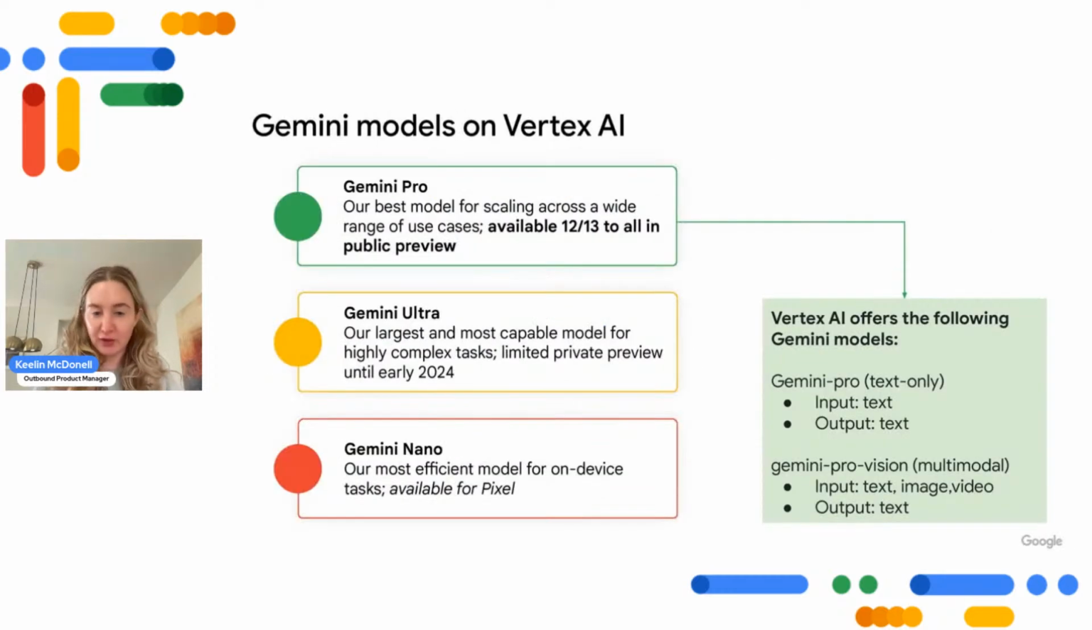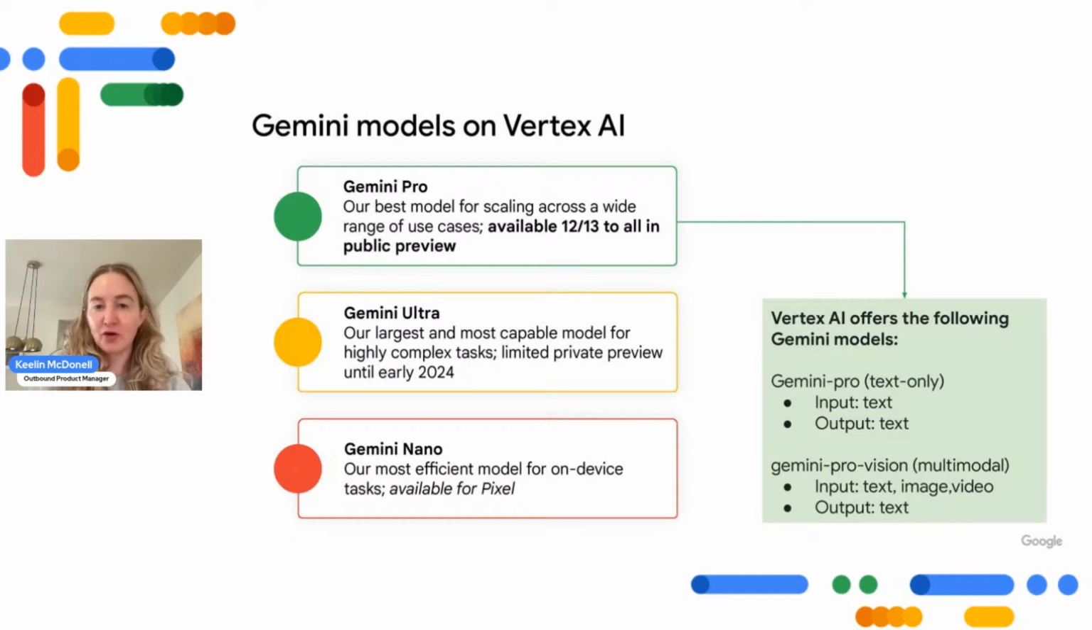And so just as a quick recap for those of you that are using Gemini on cloud, these are the models that you're going to encounter today through the endpoints that we have available, those top two there. So Gemini Pro is our best model for scaling across a variety and range of use cases. This has been available since December 13th. Hopefully a few of you may have even had a chance to give it a try. It's in public preview currently.